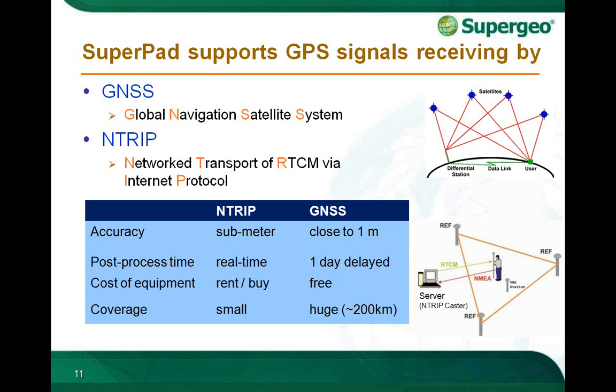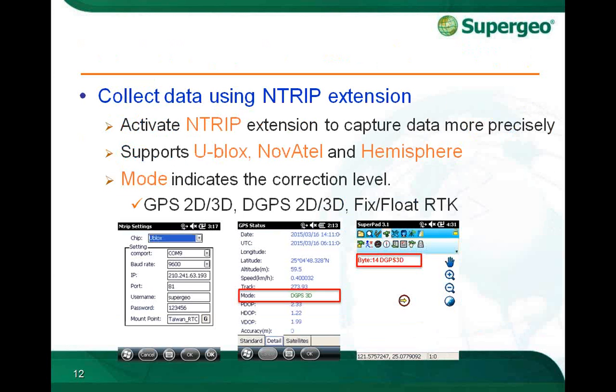Okay, sure. If you are going to do an agricultural survey or farm area calculation, maybe it doesn't need more precise data. So GNSS is suitable for you. However, if you are going to do utility management, like relocating water pipes, or tunnel construction, or geological mapping, highly accurate data is needed. So I suggest the NTRIP solution is a better choice for you. Okay, thank you.